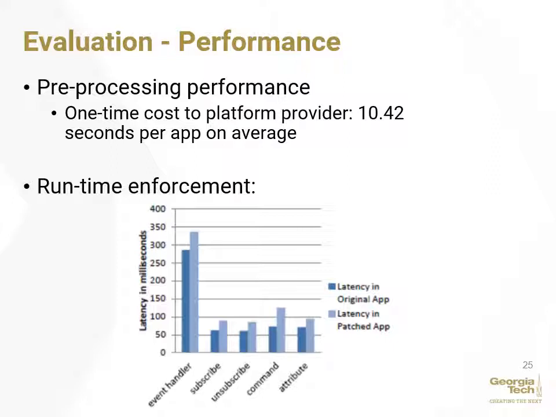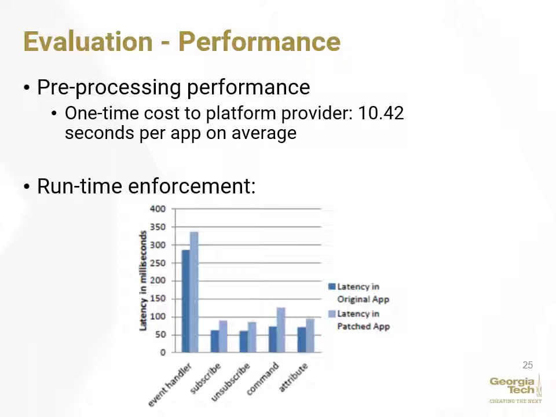The pre-processing overhead for an app is 10.42 seconds on an average. Since pre-processing is a one-time cost and can be done offline, the authors believe that the performance is reasonable even for vetting a large number of applications.